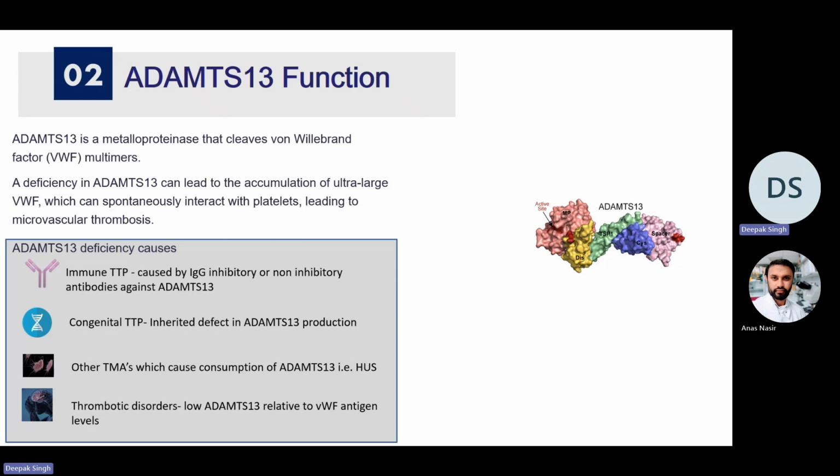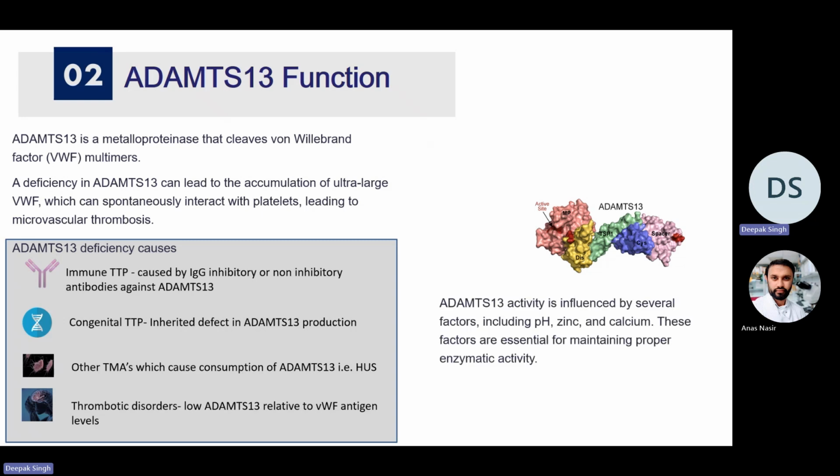We have congenital TTP, where the ADAMTS13 production is impaired, and we see deficiencies in other TMAs, especially when there's endothelial damage, like in HUS, where there's a higher release of VWF, which consumes the ADAMTS13 in circulation. And we're also seeing this in thrombotic disorders now, especially arterial thrombosis. And again, this is relative to the amount of VWF antigen levels. So the ones in gray here, we will deep dive into in later talks and discuss in more detail. We'll also discuss the structure of ADAMTS13 in more detail, because this is quite intriguing.